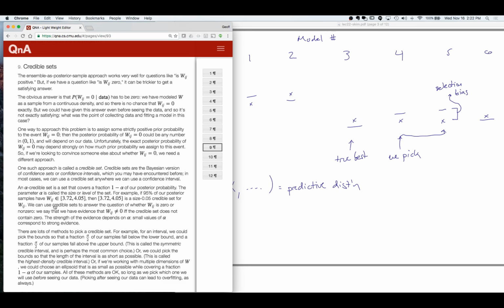And there are a lot of different ways to pick a credible set, but maybe the simplest is what's called the symmetric credible set, or the symmetric credible interval, where for a 1D parameter, you pick your set so that there's an equal probability of going below or above it.